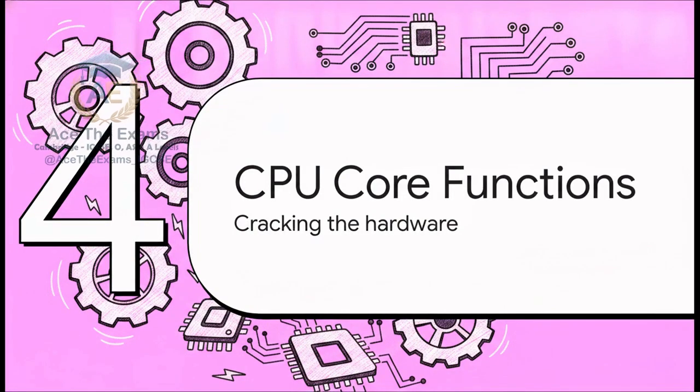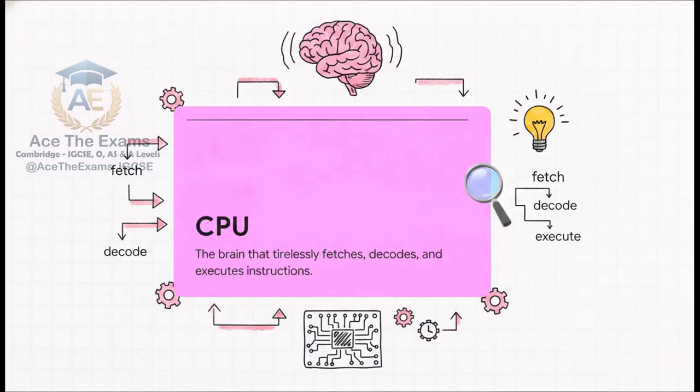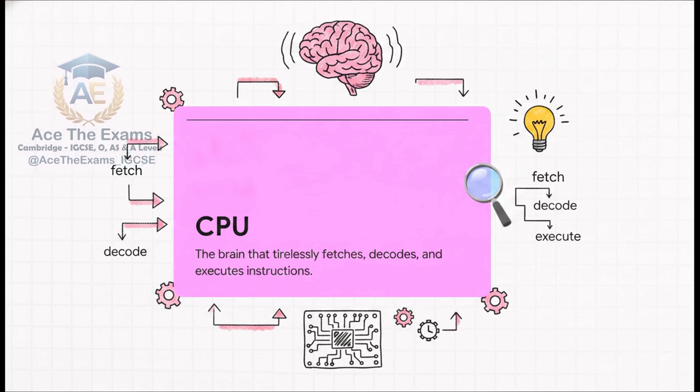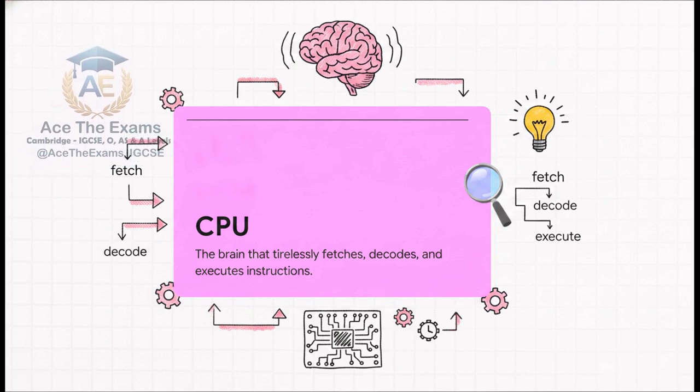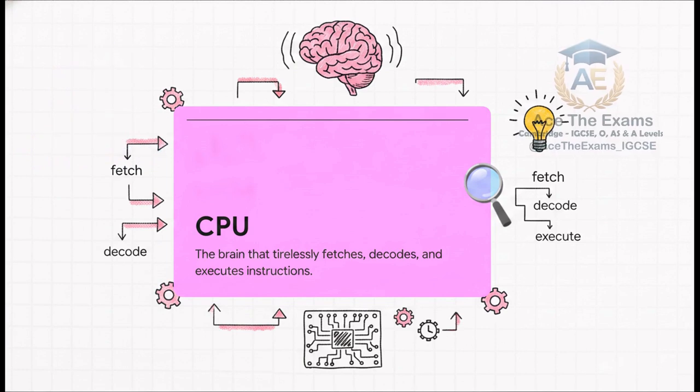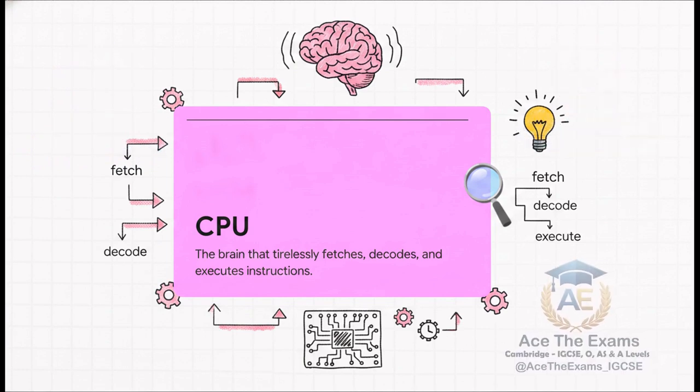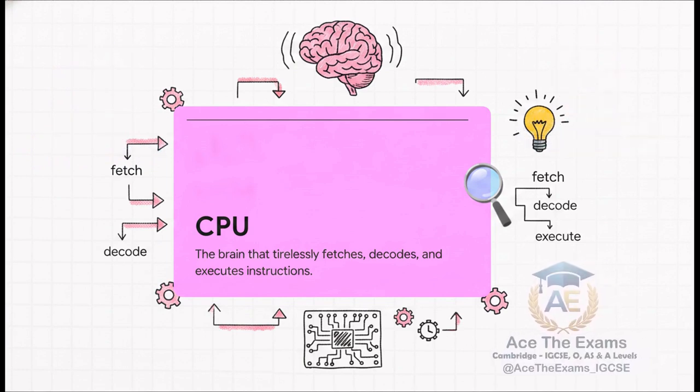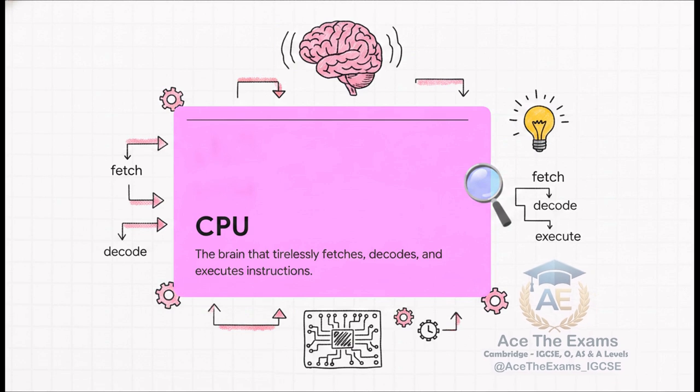Section 4, Cracking CPU core functions. Before we start looking at the intricate architecture of a motherboard, let's go back to our Layer 1 everyday language. The CPU is essentially the brain of the computer. Its entire job, day in and day out, is to tirelessly fetch instructions, decode them to figure out what to do, and then execute them step by step.